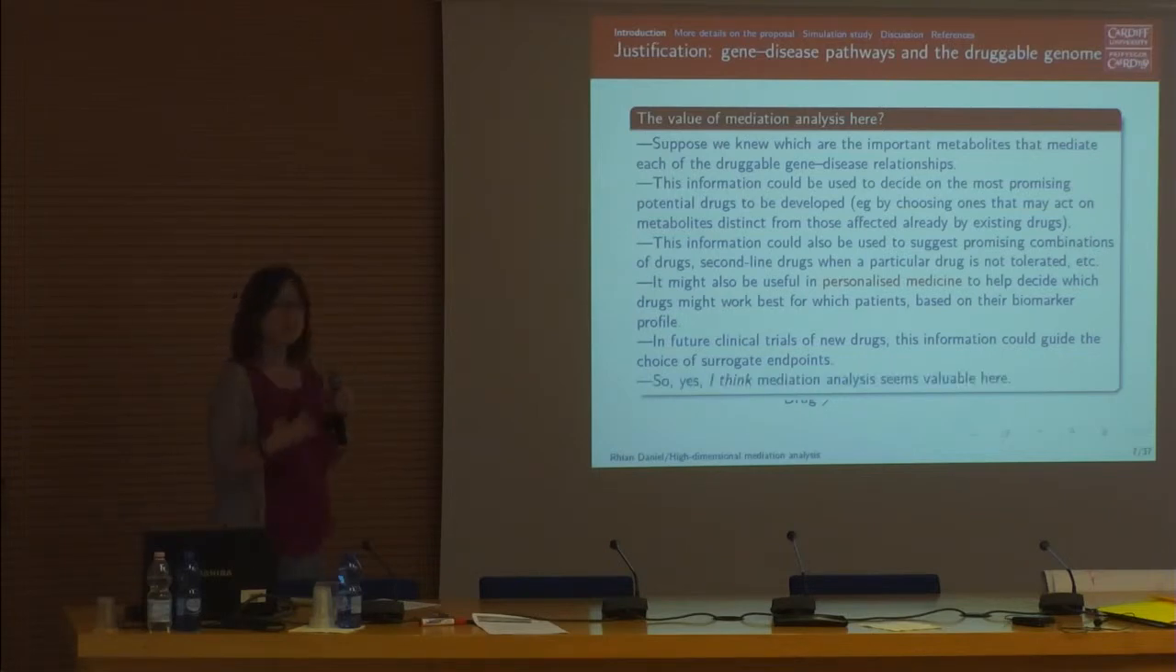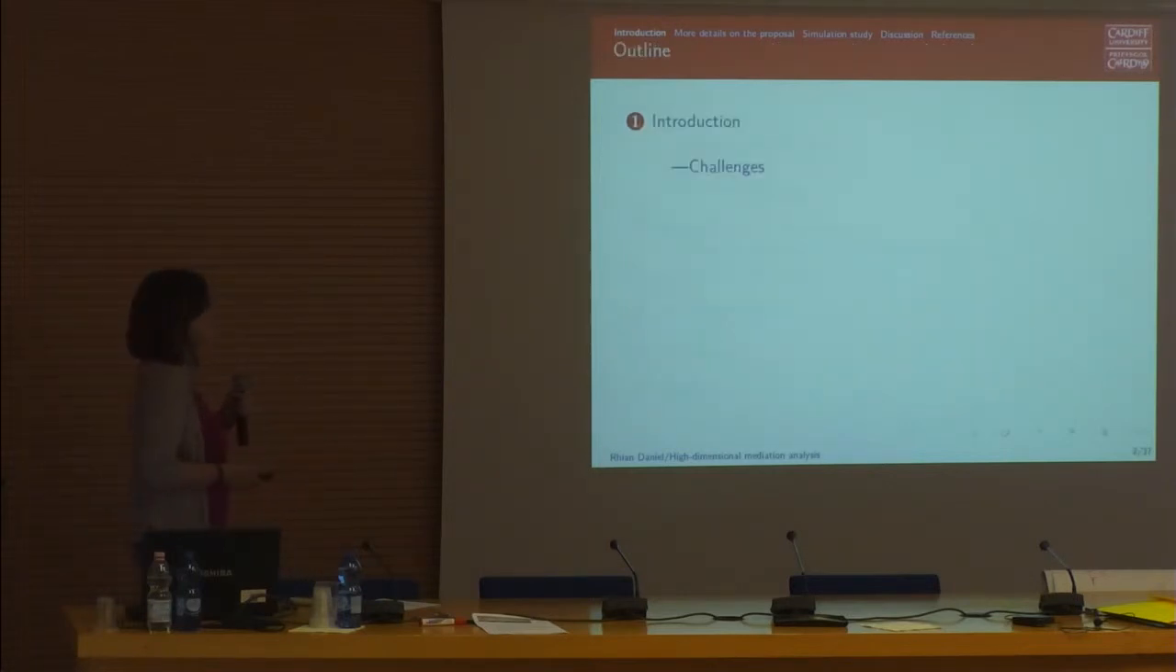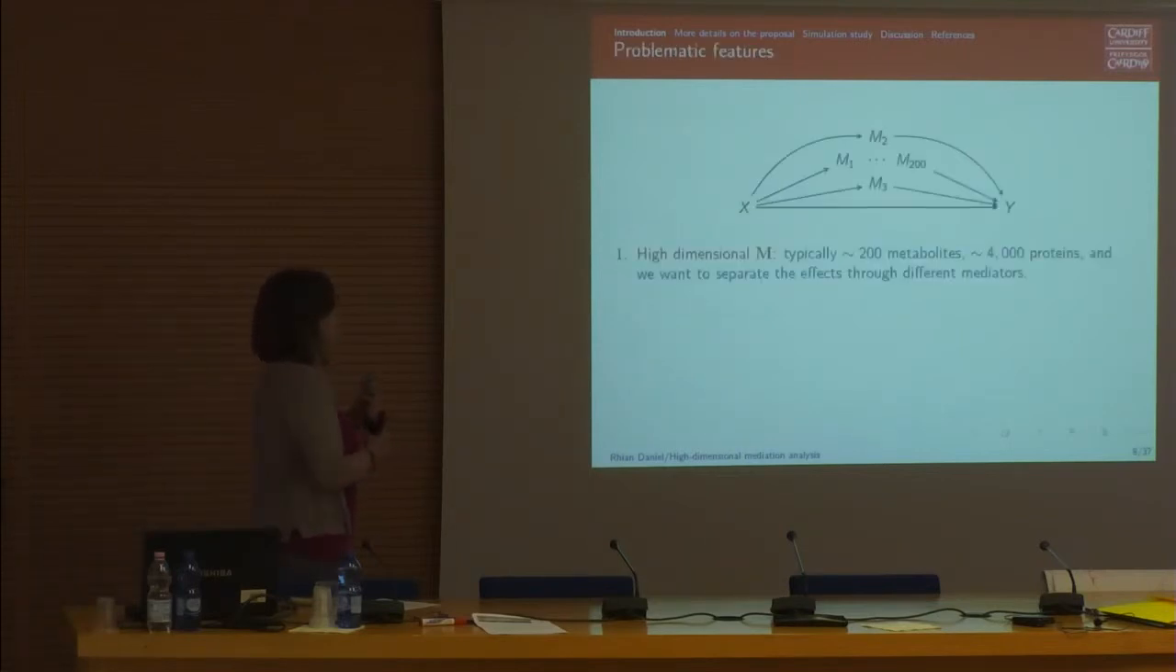So in my view, mediation analysis, if it could be done, does seem potentially of value here. So okay, if we accept that that's a sensible job to embark upon, there are obviously going to be many challenges. First of all, the biomarkers, my set of mediators, are going to be high dimensional. Typically you will have around 200 metabolites measured in a particular sample. 4,000 proteins are not uncommon. And we want potentially to separate the effect of the gene on the disease via each of these things separately.